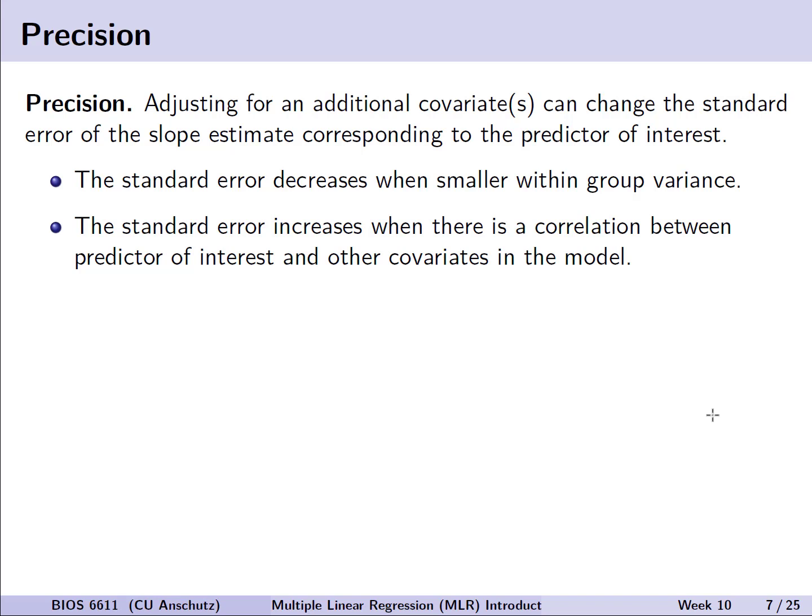Now this occurs when there is a smaller within group variance, but if it increases that standard error, that suggests there's a correlation between the predictor of interest and this covariate or other covariates in the model, which can affect obviously our precision to draw estimates or conclusions based on the confidence interval or p-values.